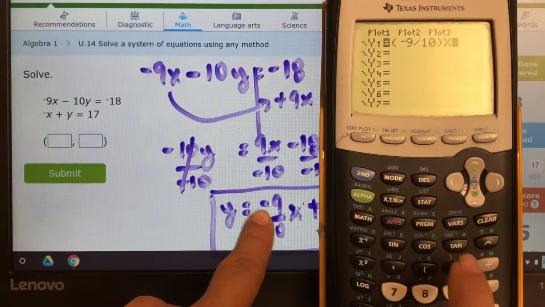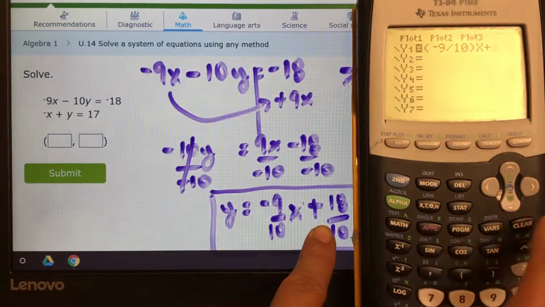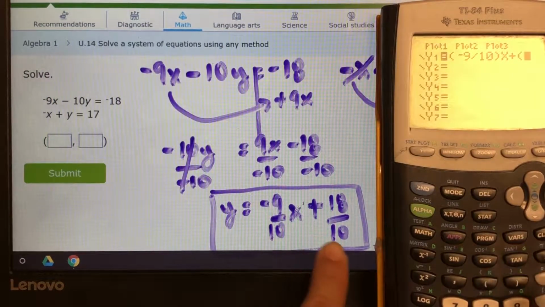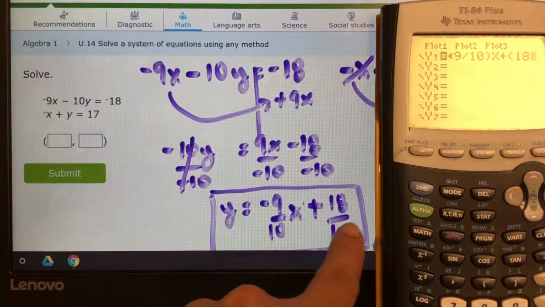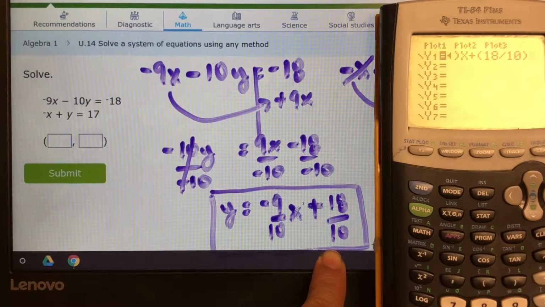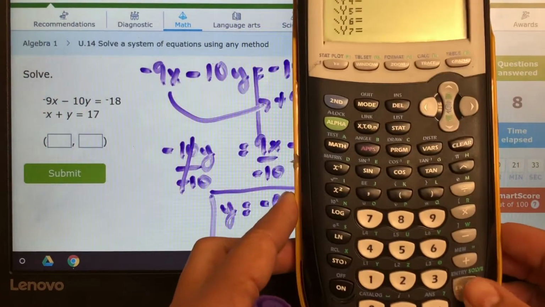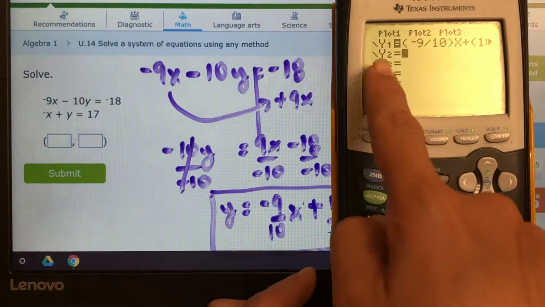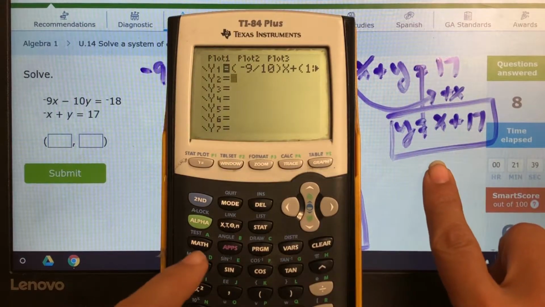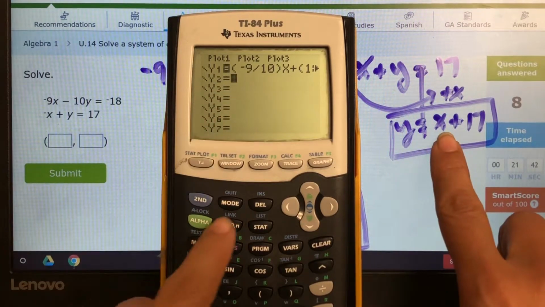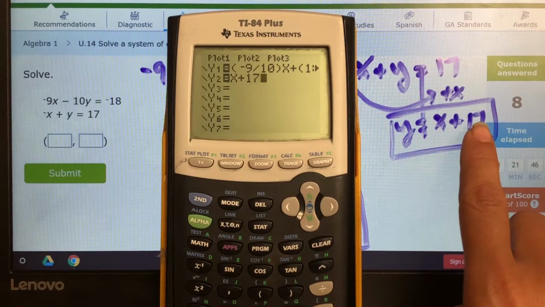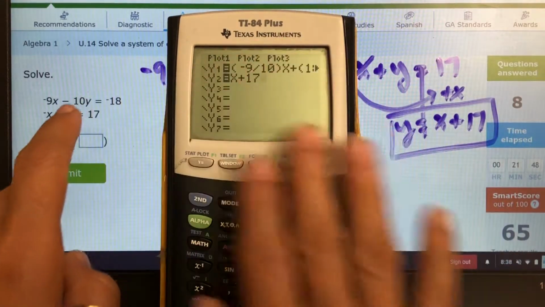So x. And then plus, now I have what? I have a fraction. So I'm going to put that in parentheses. So 18, and how do I say over? Divide by 10. Close your parentheses. So that's your first equation. Okay, then you're going to press enter. When you press enter, it'll come to the second equation. When you come to the second equation, you're just going to put in your second equation. So you have y equals, and then x, so remember this is the x, and then plus 17. Now, those are both equations.